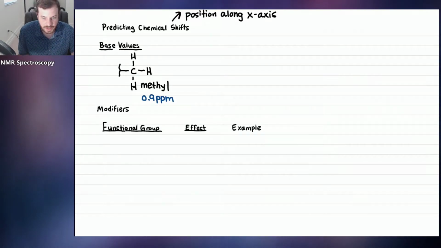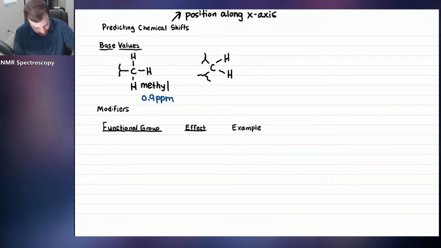The next type of hydrogen I want to tell you about is called methylene. Methylene is similar to methyl. I'm just drawing these little squiggly lines to show that there's stuff connected. I'm not specifying what it is. Methylene is a carbon that has 2 hydrogens attached. So this is called methylene. And the base value for a methylene hydrogen is 1.2.